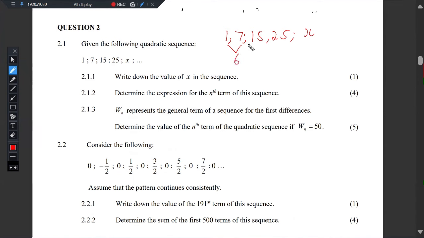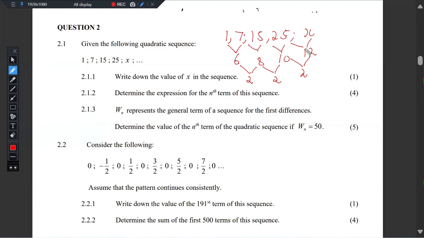Then this is 6, and then 7 to 15. It's going to give us what? 8, and then 15 to 25, it should give us 10. So looking at this pattern here, 6 to 8, it's 2. 8 to 10, it's 2. So we already know that here, if we add by 2, we must get a value that must go in here. That should be 12.